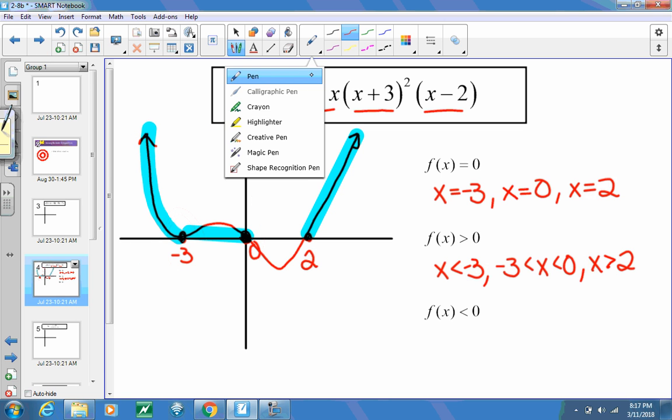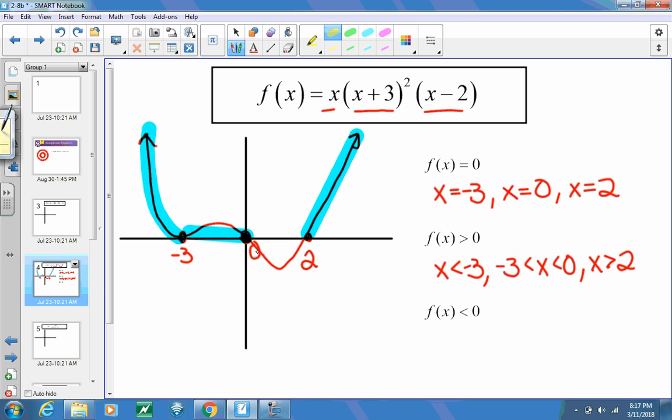All right, when are we going to be less than 0? So that's the lower x-axis here. And that's going to take place for when x is greater than 0 but less than 2. So that's just a review with your polynomials.